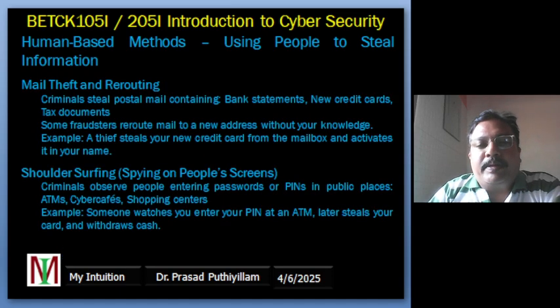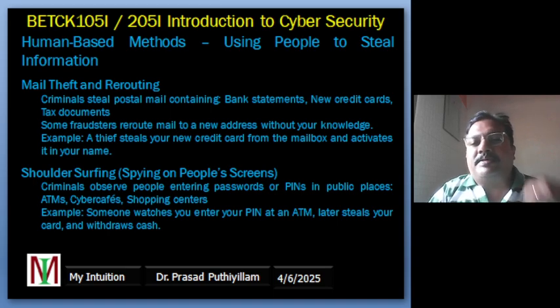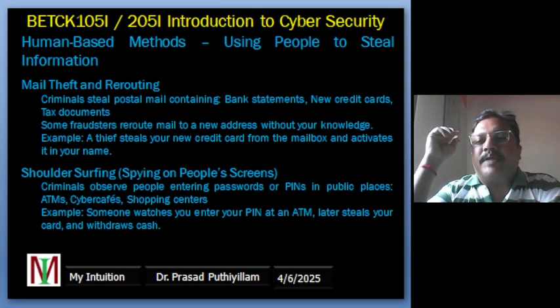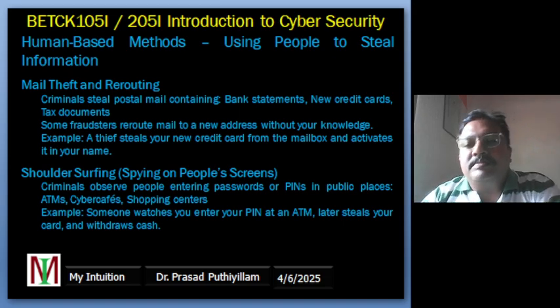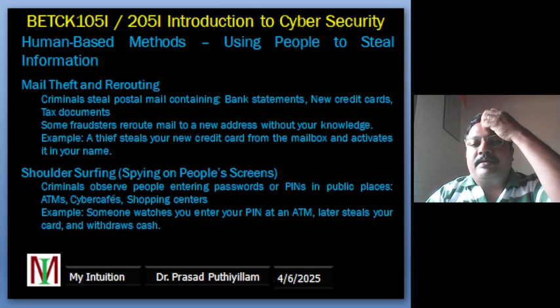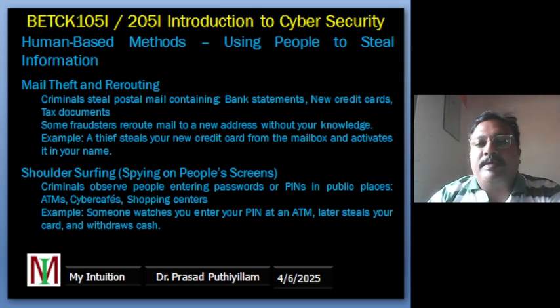Then the remaining one, mail theft and rerouting. Thieves steal postal mail which contains bank statements, credit cards, or tax documents. Some criminals reroute mail to a new address without our knowledge. For example, if you apply for a new credit card, a thief will steal it from our mailbox and activate it in our name. That is one of the methods called mail theft or rerouting.